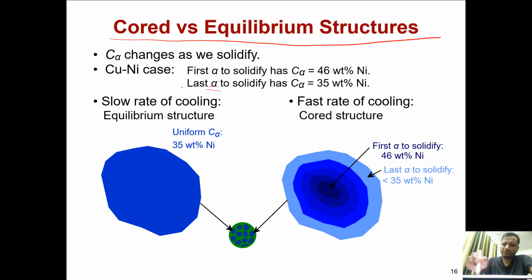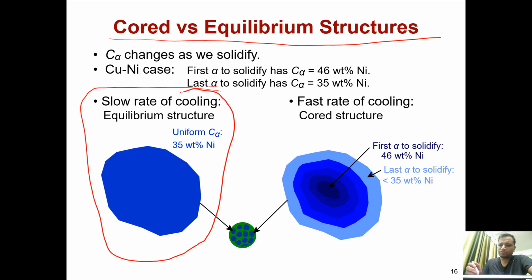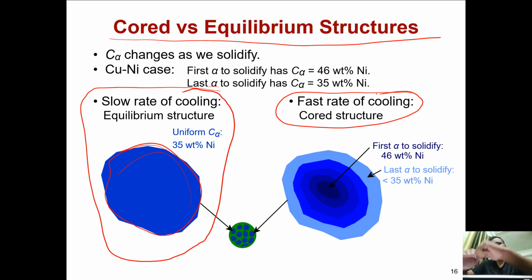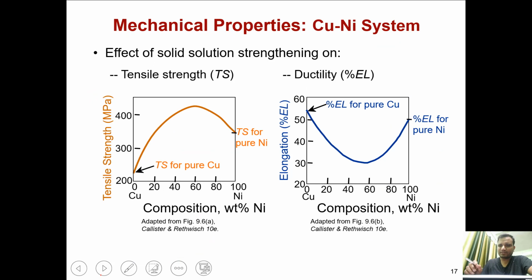So if you have a slow rate of equilibrium cooling, then we will not have the coring effect, meaning the complete material will be of the same composition. But if you have a faster rate of cooling, that means we are not allowing the atoms to move before it reaches room temperature. So in the center we'll have a higher composition than the outer, right?